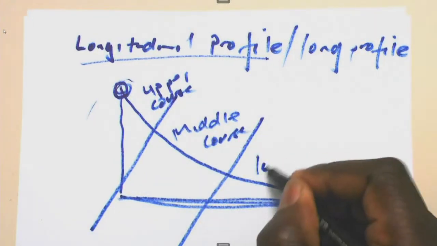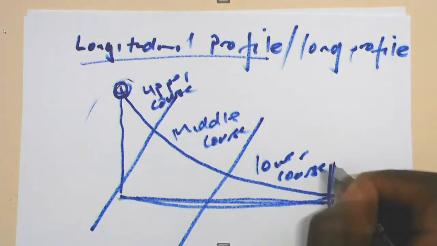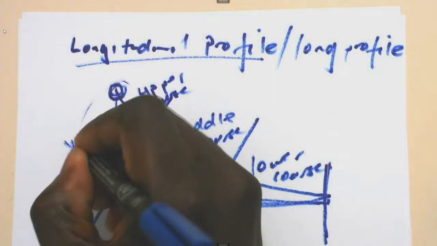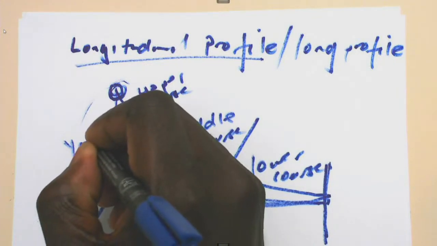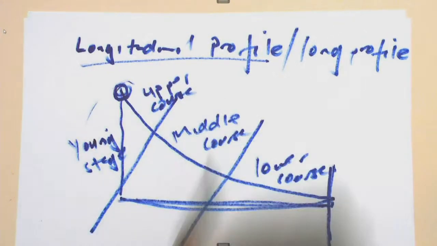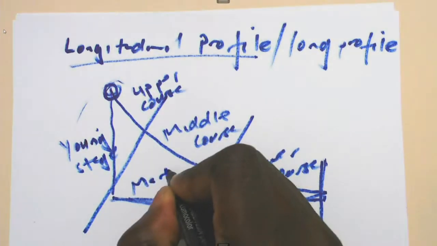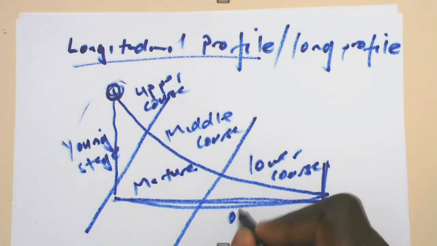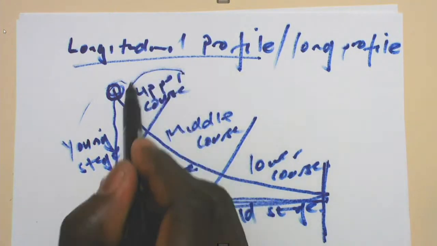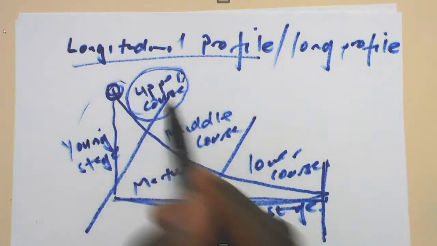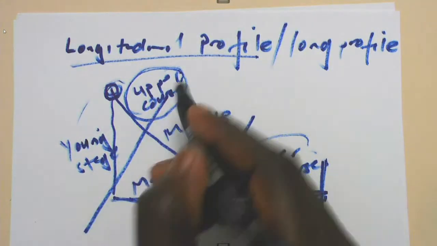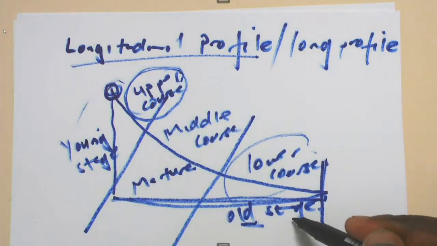And then we're having a lower course. That means now, if you look at the upper course, we associate it with a young river, young stage, or youth stage, and then this one is a mature stage, and then this one is an old stage. So that means now, in this particular river, the velocity of the water here will be high as compared to at the lower course. That's why we say old stage. A young person will run faster than an old person.